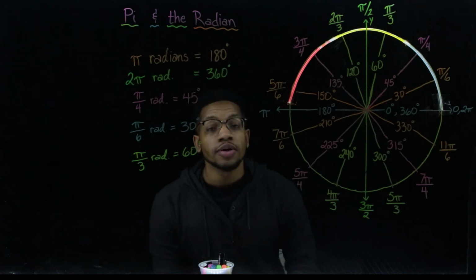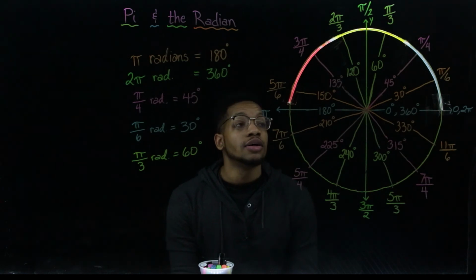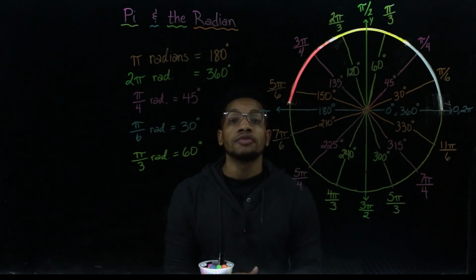So in part 4, we're going to talk about how these radian measures tie into the sine and cosine. And then we're just going to look at some trig functions and then be able to graph them. So stick around for the next video.